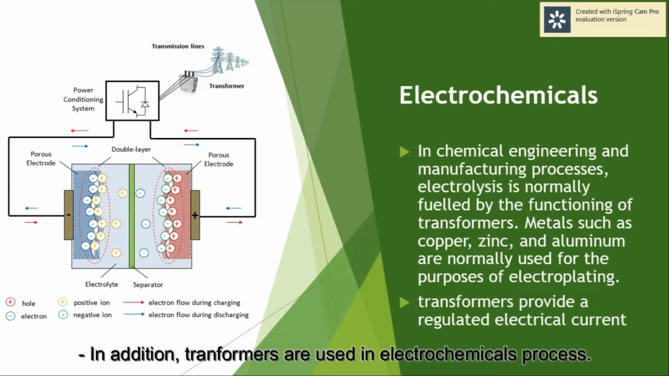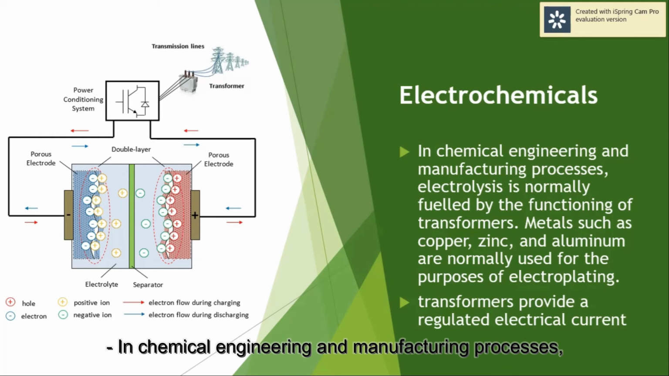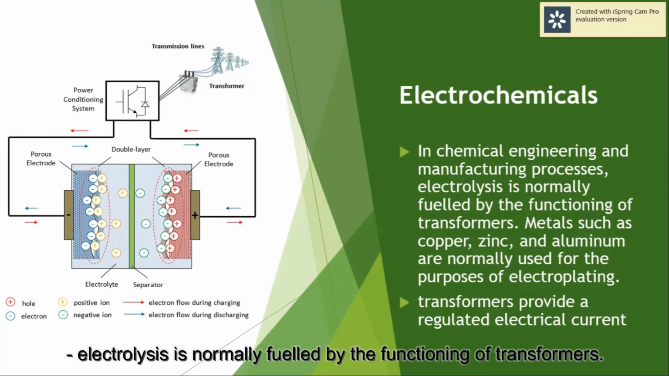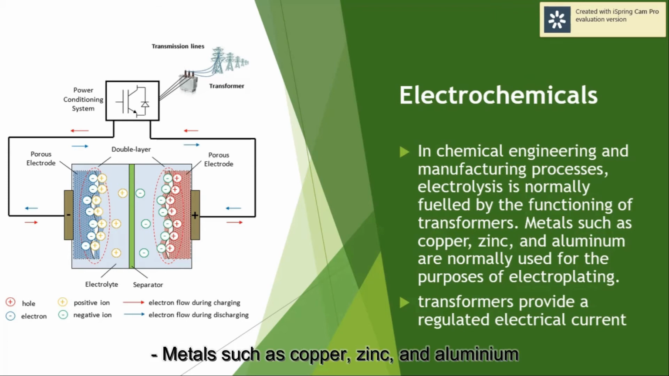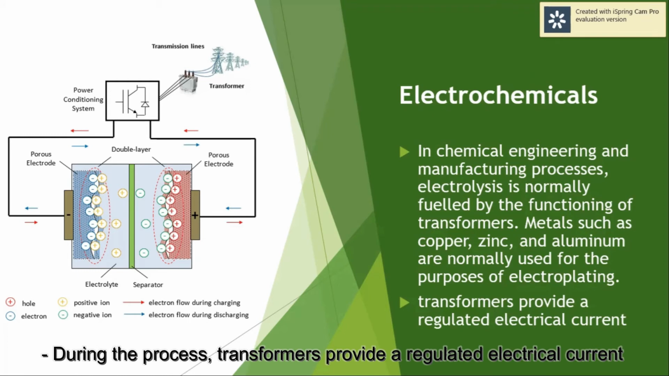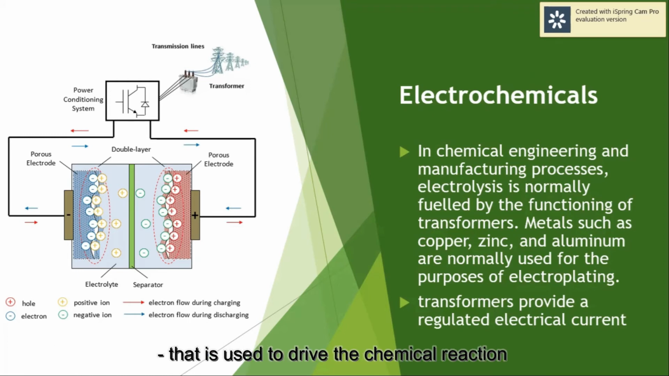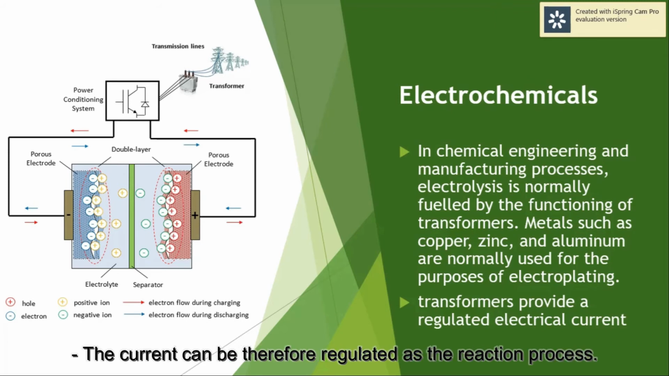In addition, transformers are used in electrochemical processes. In chemical engineering and manufacturing processes, electrolysis is normally fueled by the functioning of transformers. Metals such as copper, zinc, and aluminum are normally used for the purpose of electroplating. During the process, transformers provide a regulated electrical current that is used to drive the chemical reaction from the beginning stage until the completion. The current can therefore be regulated as the reaction proceeds.